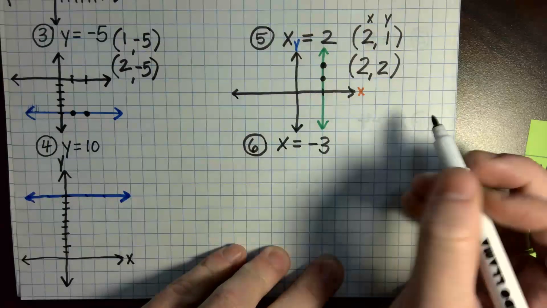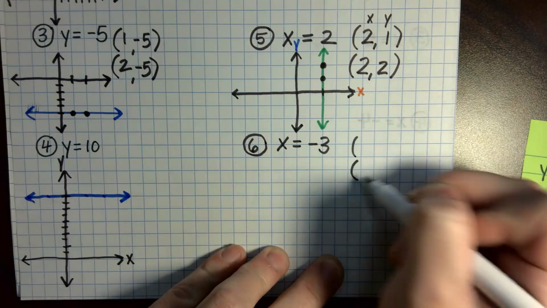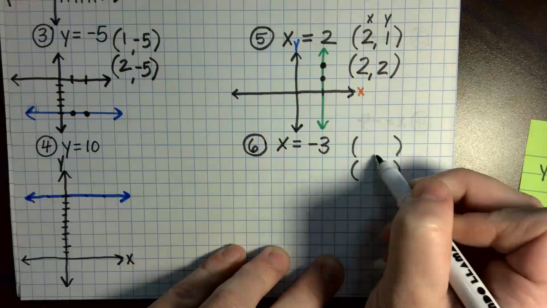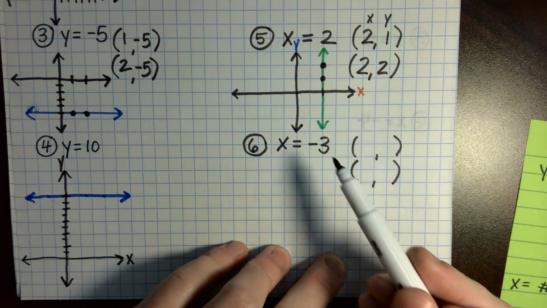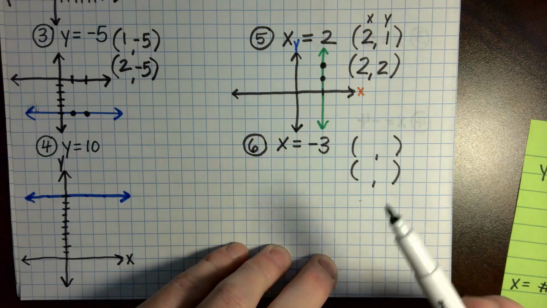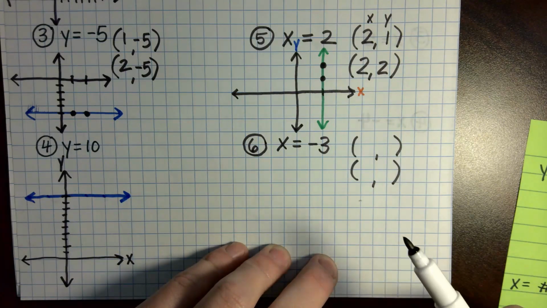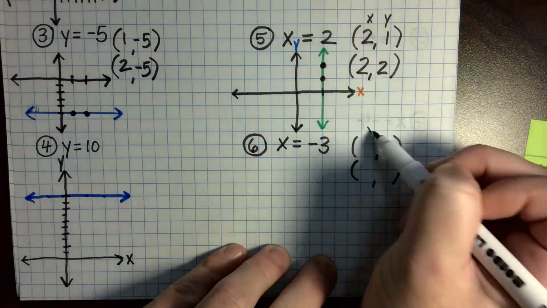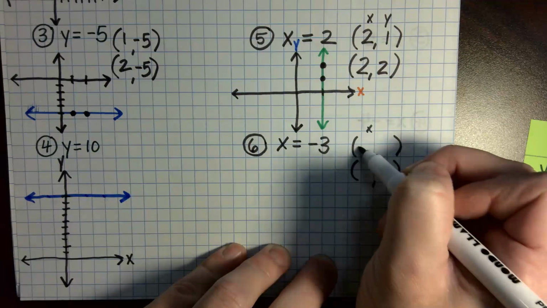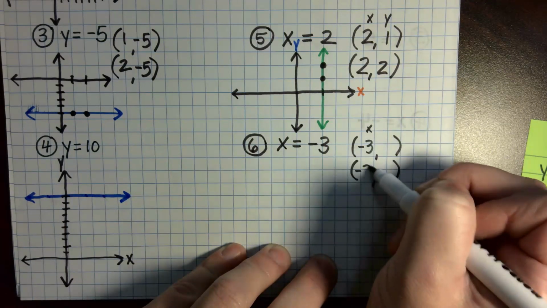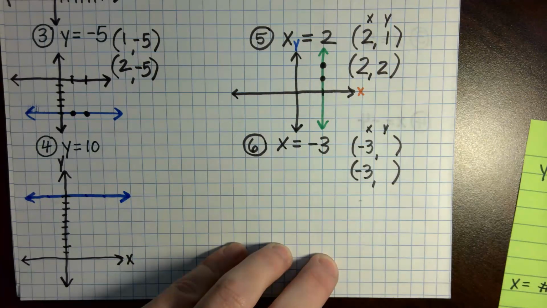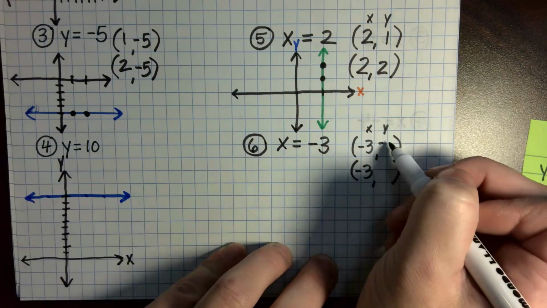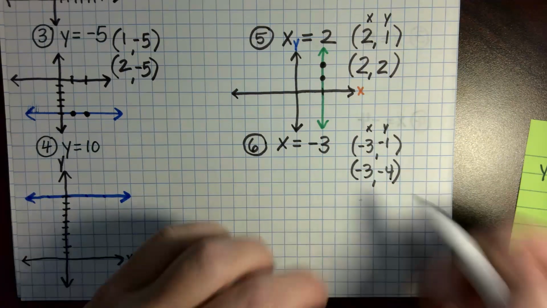I've got x equals -3. So what does that tell us? When we're writing our coordinates, we know x is -3. So what is our for sure thing that we can write? Yeah, our x spot is always going to be -3. So I'm going to go ahead and fill that in. Now our y, we can pick anything. Throw me some numbers. I heard -1, I heard -4. I'm going to do them both.